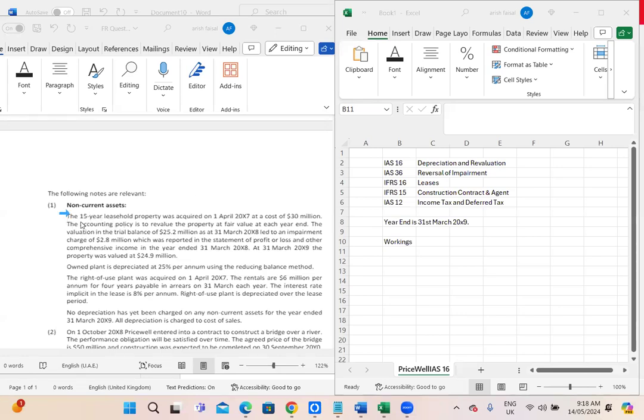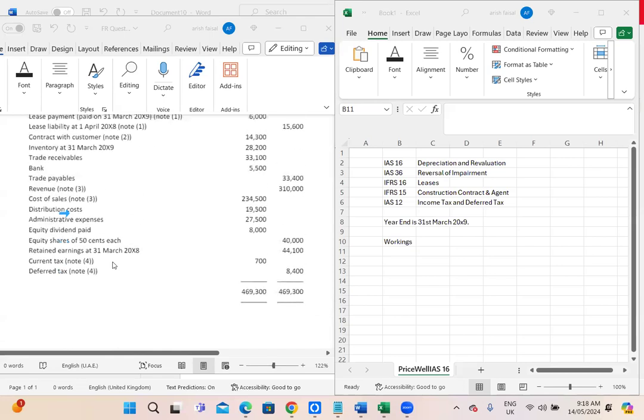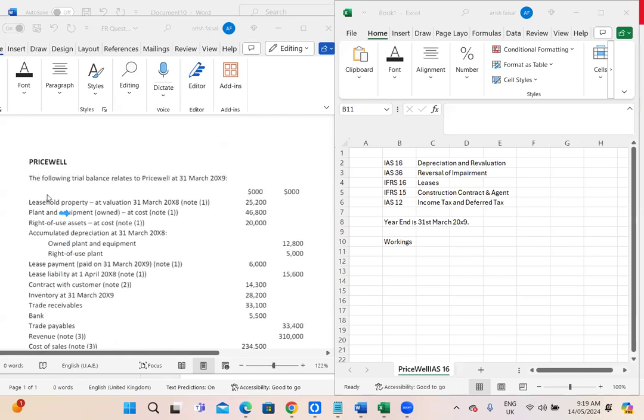Okay. So this one says the 15-year leasehold property was acquired on 1st of April 2007 at a cost of 30 million. Now when you're reading the notes, you basically need to connect this with your data in the trial balance. So here you can see that you have the leasehold property, which is at a valuation at 31st March 2008 at 25.2, right?